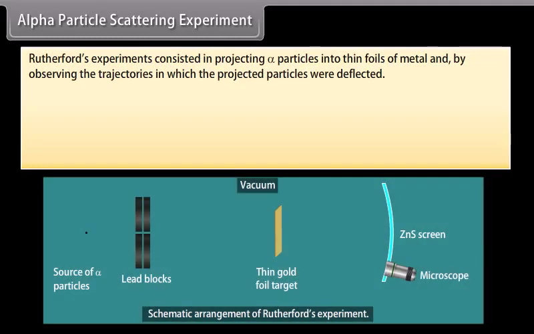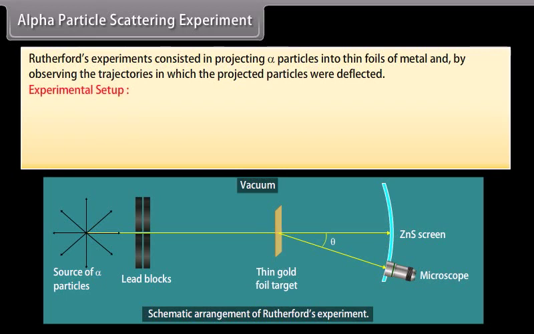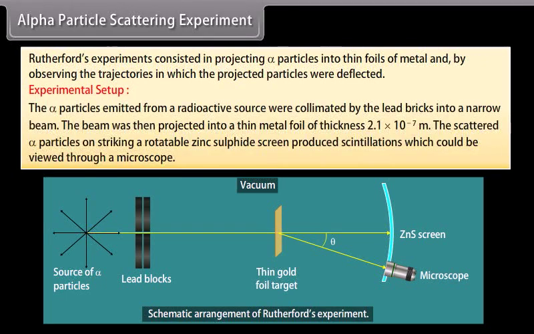Alpha particle scattering experiment. Rutherford's experiments consisted in projecting alpha particles into thin foils of metal and observing the trajectories in which the projected particles were deflected. Experimental setup. The alpha particles emitted from a radioactive source were collimated by lead bricks into a narrow beam. The beam was then projected onto a thin metal foil of thickness 2.1 × 10^-7 meter. The scattered alpha particles, on striking a rotatable zinc sulfide screen, produced scintillations which could be viewed through a microscope.